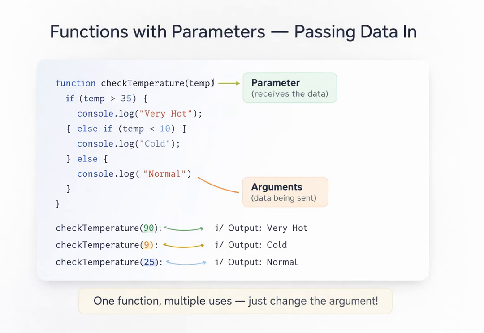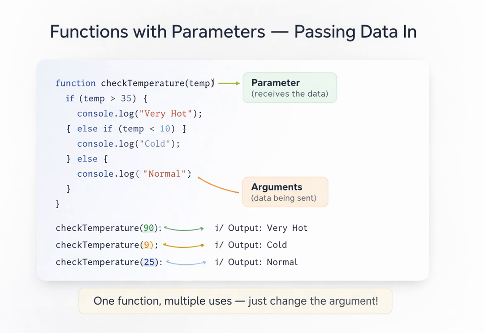Let's revisit the temperature example the instructor uses, because it perfectly illustrates why parameters are so powerful. Here we have a function called checkTemperature. It takes one parameter called temp. Inside the function, there's logic that checks whether the temperature is very hot, cold, or normal. Now watch what happens when we call this function multiple times with different arguments. We pass 90, it says very hot. We pass 9, it says cold. We pass 25, it says normal.